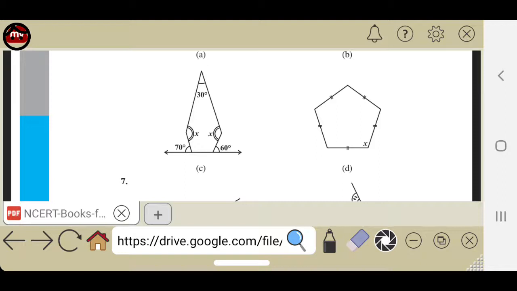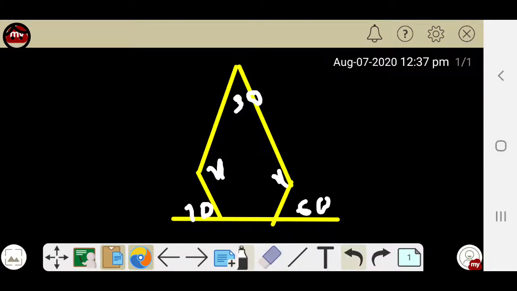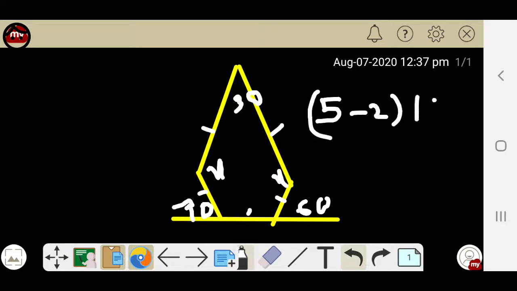Then here, dear children, how many sides are there? 1, 2, 3, 4, 5. For a pentagon, what is the total sum of interior angles? Pentagon means 5 sides. 5 minus 2 into 180, that is 3 into 180. Is it?